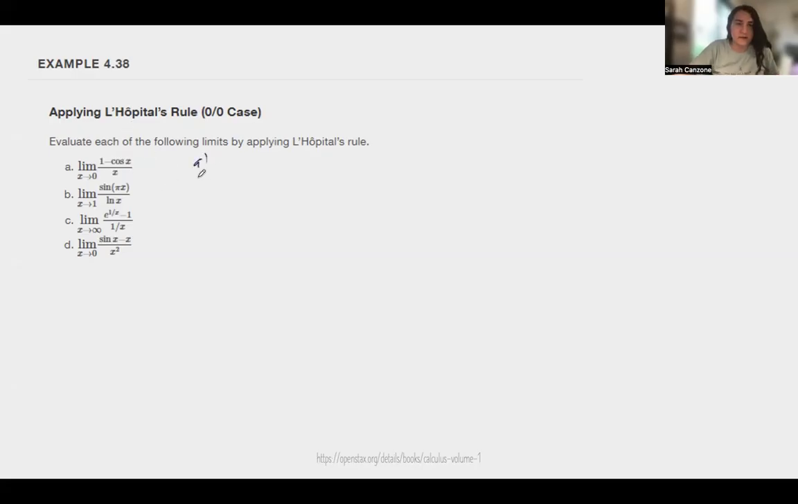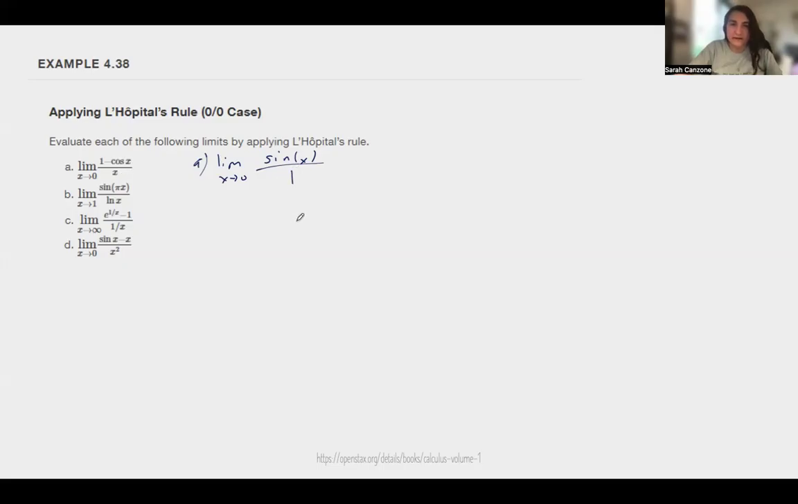So here's a. We can now take the derivative. So what this says is that this is equal to the limit as x approaches 0 of the derivative of the numerator over the derivative of the denominator. So the derivative of 1 minus the cosine of x is, well, the derivative of 1 is 0, and the derivative of negative cosine of x is positive sine of x, because we remember that the derivative of cosine is negative sine, but negative times negative is positive. Over the derivative of our denominator, which is x, is just 1.